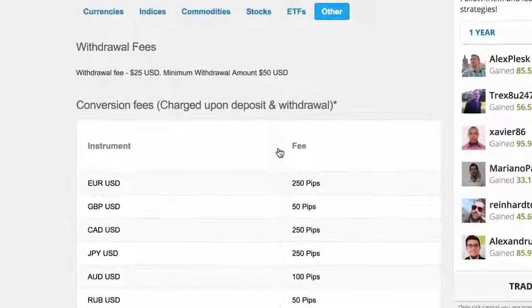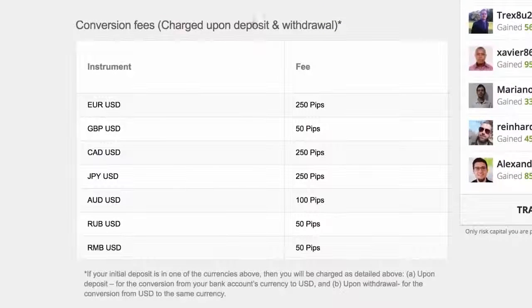Over here, on the same page where I was before, you can see the conversion fees charged upon deposit and withdrawal. So here they are. People argue about whether these are good conversion fees or bad ones. A lot of people say, my God, they're extremely high. Other people say, no, they're competitive.